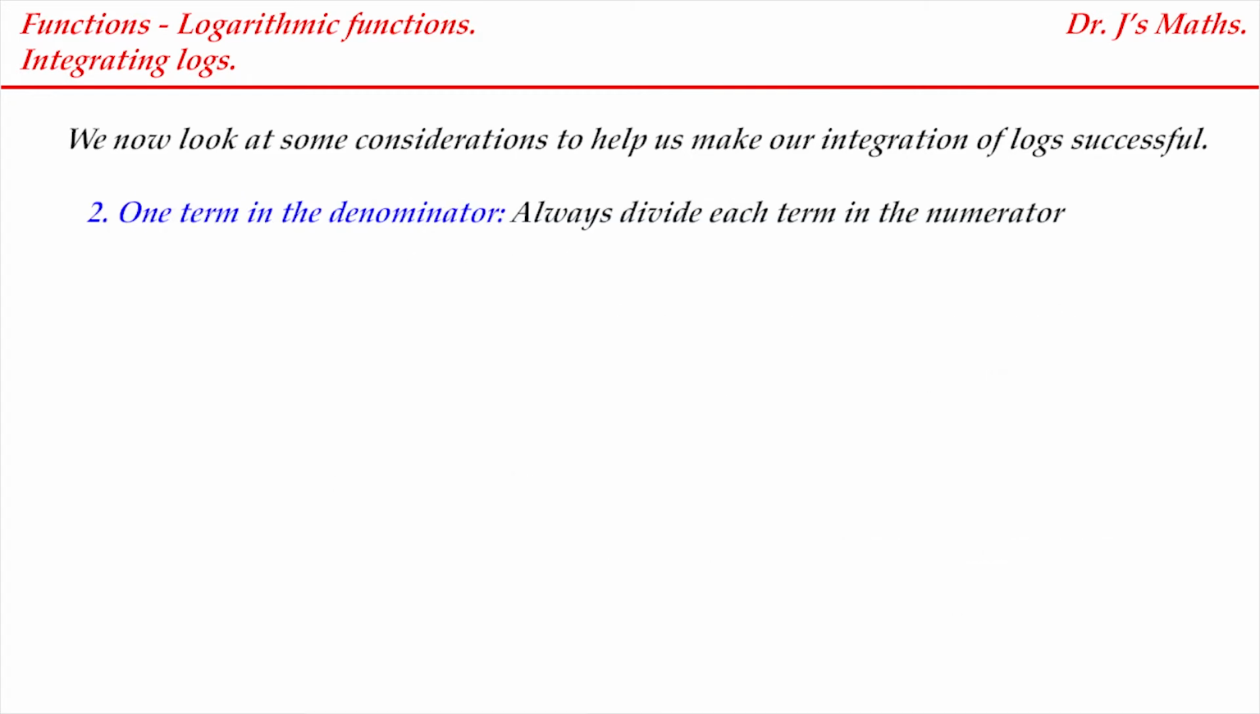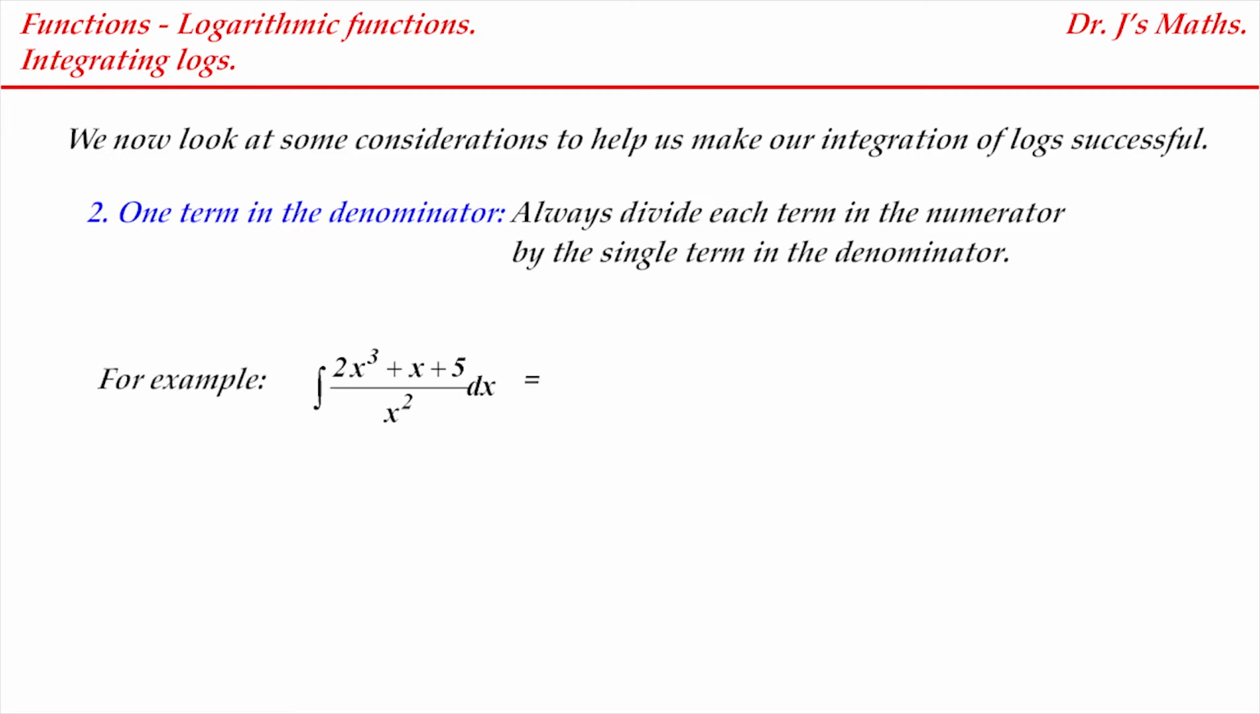The next consideration is when we have one term in the denominator of what we have to integrate. Just because there's an x down the bottom doesn't mean that it's automatically going to be a log. In this case, we always divide each term in the numerator by the single term in the denominator. So if we have the integral of 2x cubed plus x plus 5 over the single term of x squared, then we are going to integrate the terms separately.